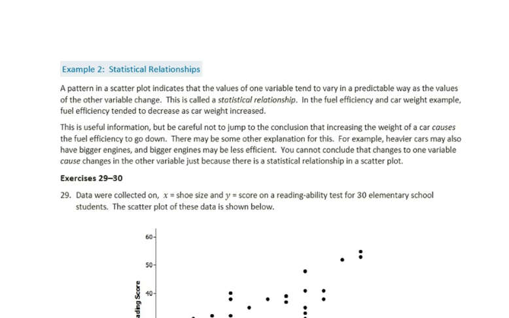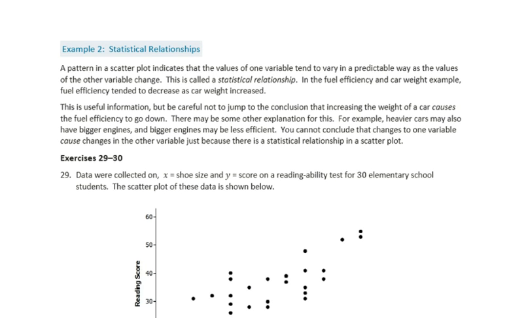On the next page, there's a question here. A pattern in a scatter plot indicates the values of one variable tend to vary in a predictable way as the values of the other change. This is called a statistical relationship. In the fuel efficiency and car weight example, fuel efficiency tended to decrease as the car weight increased. This is useful information, but be careful not to jump to conclusions that increasing the weight of a car causes the fuel efficiency to go down.